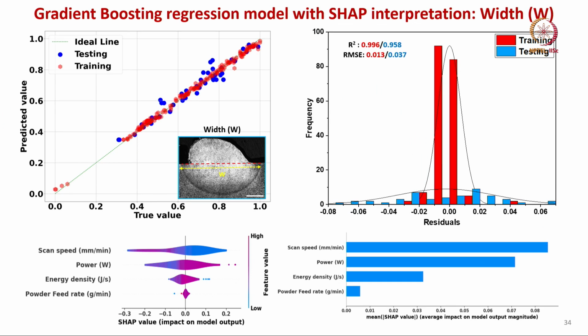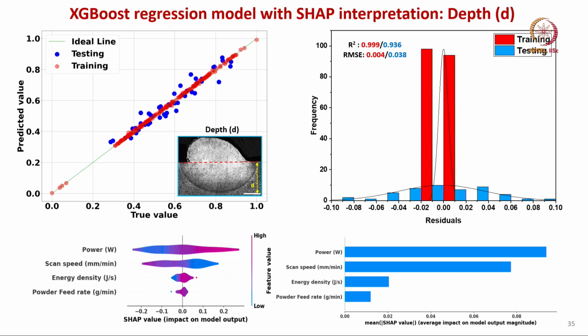Now, for gradient boosting regression in the case of width, we have also seen similar kinds of distributions. You can see this dotted line is the ideal line of regression, and all the training and test data sets are dispersed very close to that line of regression, meaning their R-square value and RMSE value must be close to 1 and close to 0 respectively. Here again the impact of scan speed is much higher, 0.08, compared to other parameters like power and so on.